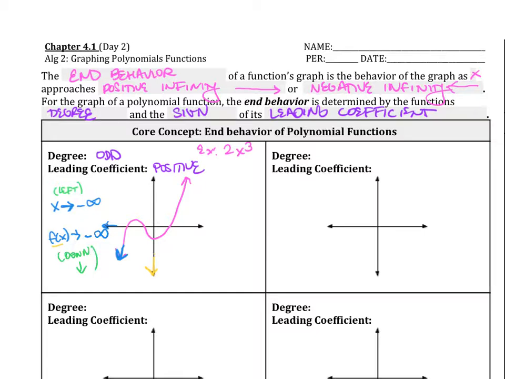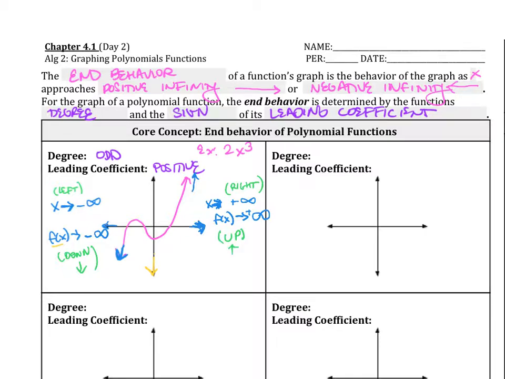Now let's look at the right side. As x approaches, these x values are approaching positive infinity, or just infinity. I'll write positive for now. As x approaches positive infinity, it's going to the right. f of x, or our y values, is approaching which direction? It's going up to positive infinity as well. So it's going up.